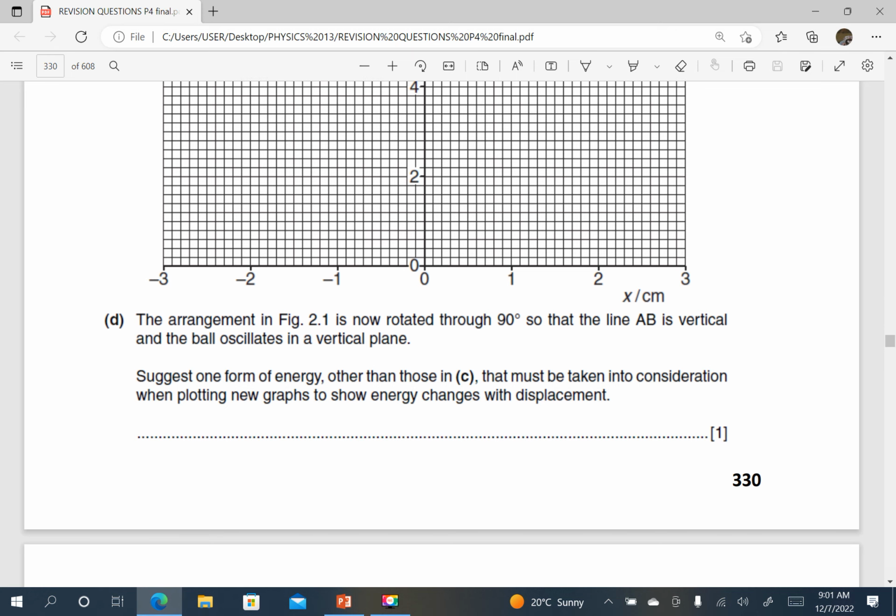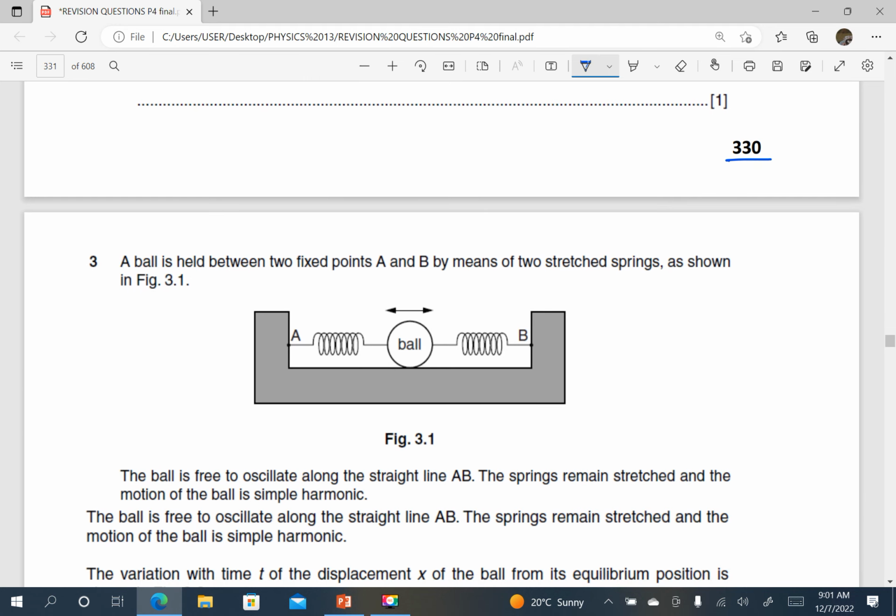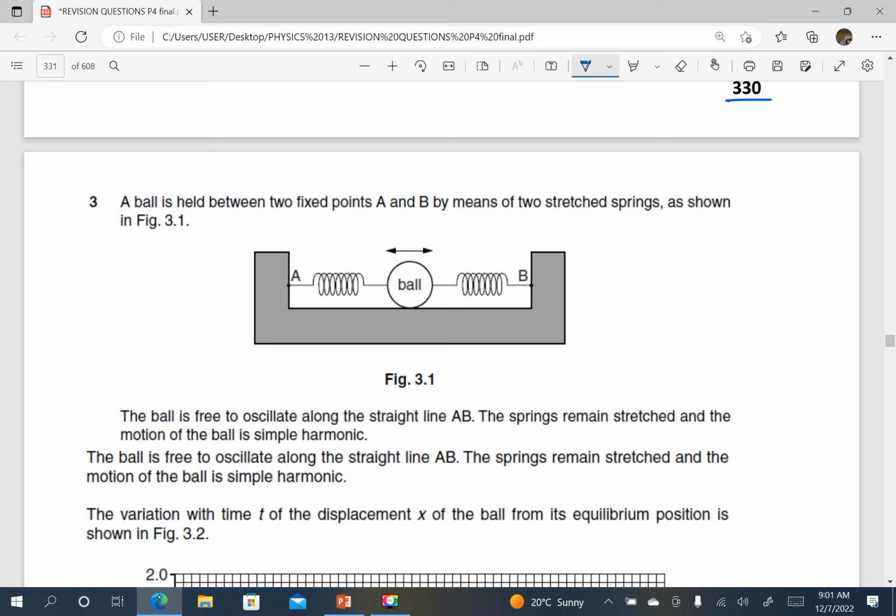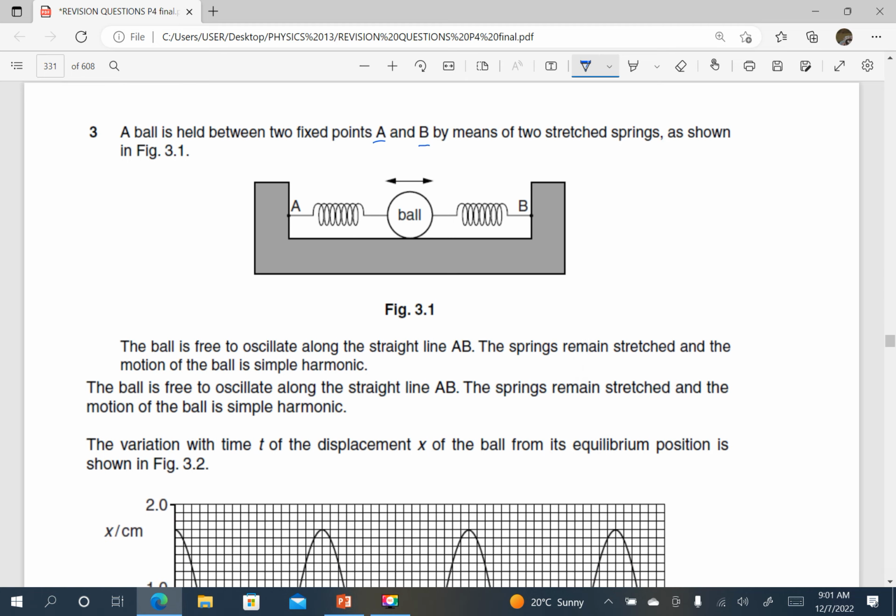In part 1, we stopped on page 331, so we should move to 331. The first question: a ball is held between two fixed points A and B by means of two stretched springs as shown here. You'll see such questions several times. The ball is free to oscillate along the straight line AB. The springs remain stretched and the motion of the ball is simple harmonic motion.